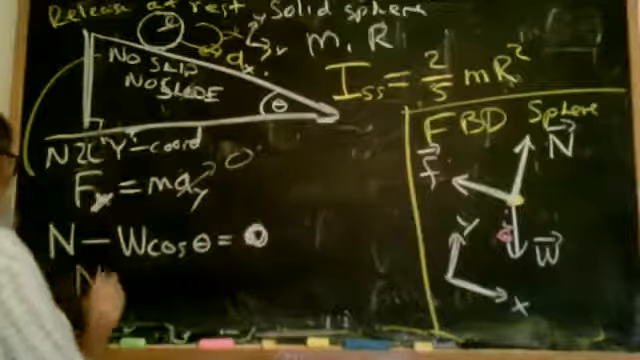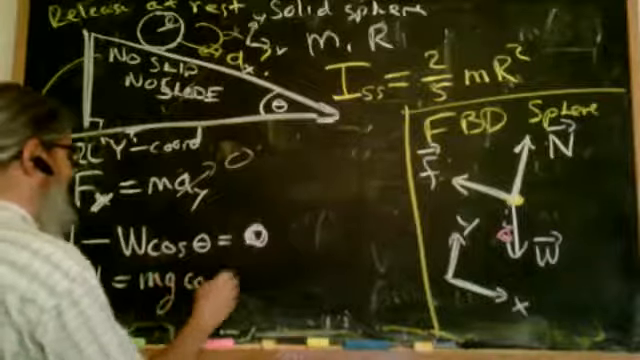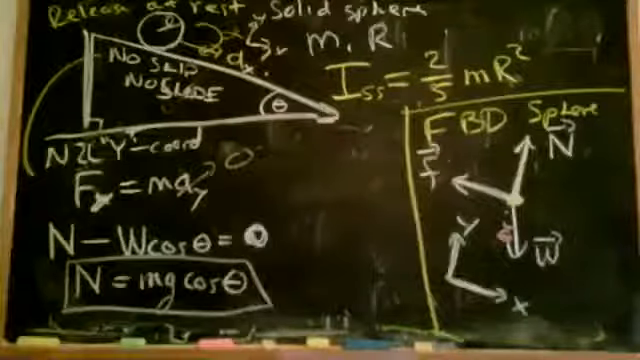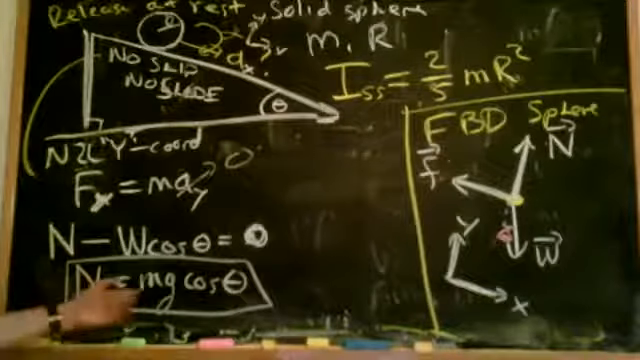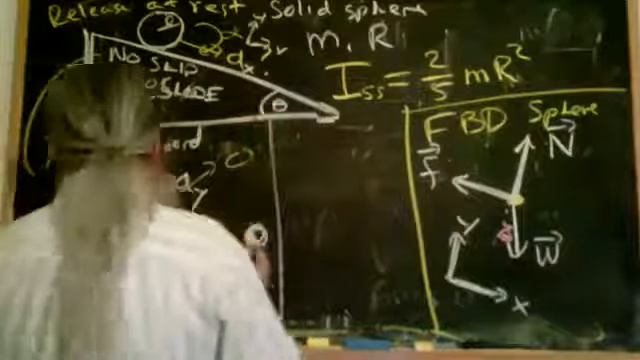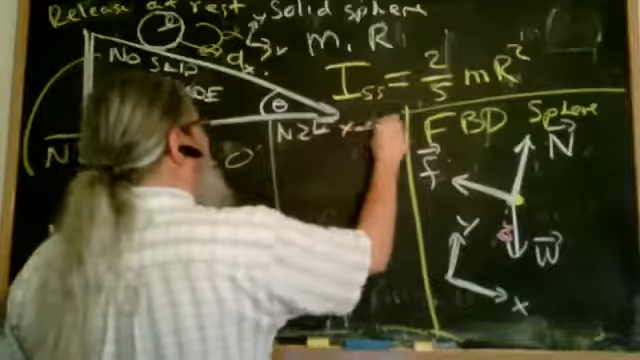And therefore, n is equal to w cosine theta, which is just mg cosine theta. So this is the same answer we get for a brick on a frictionless ramp, or even a friction ramp. It's just the normal force is mg times cos theta. Okay? And now we do the same thing, Newton's second law, in the x-coordinate.